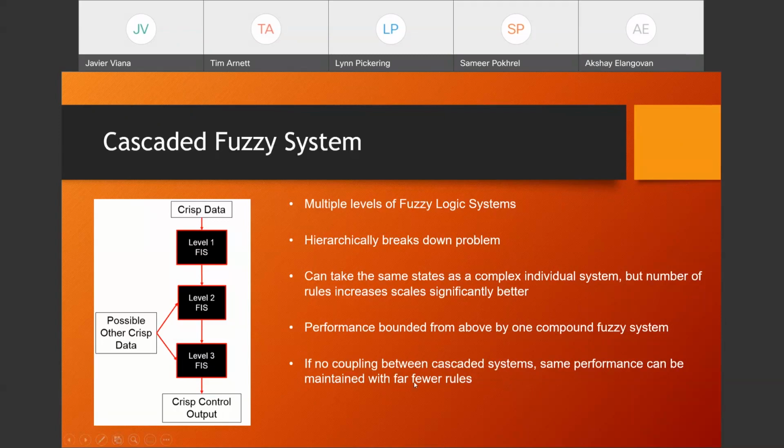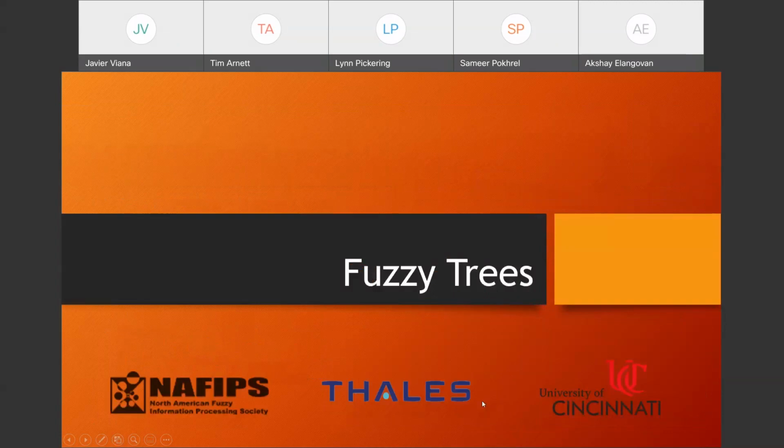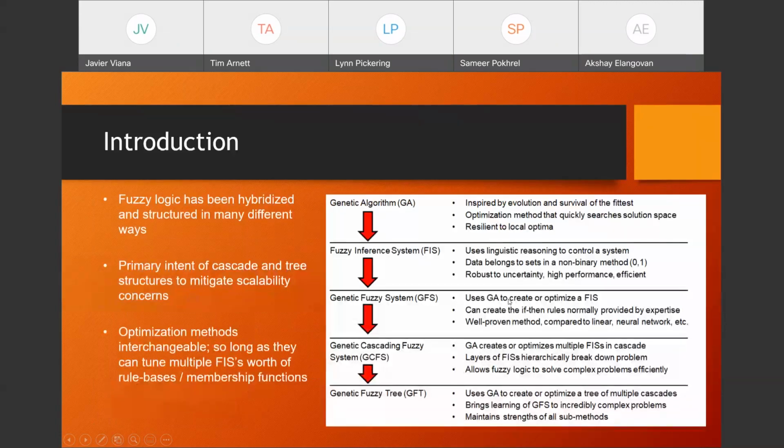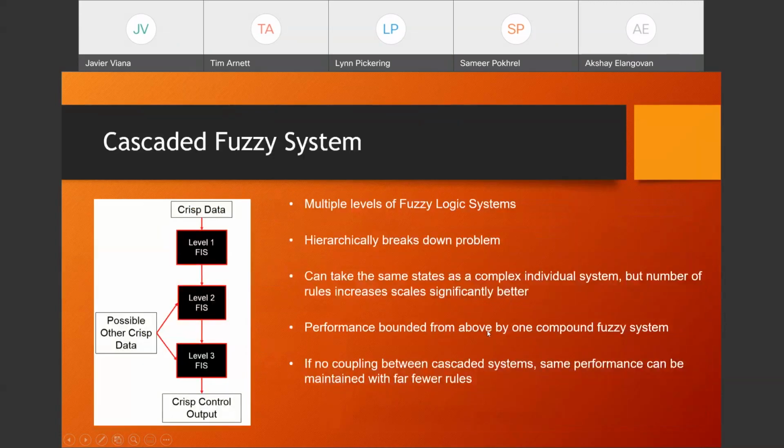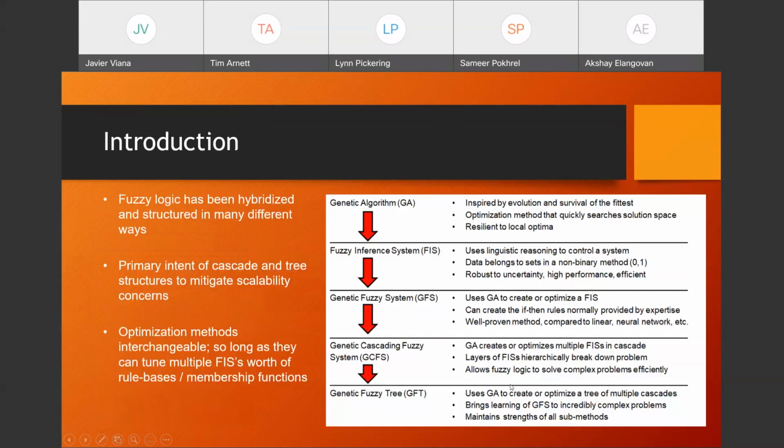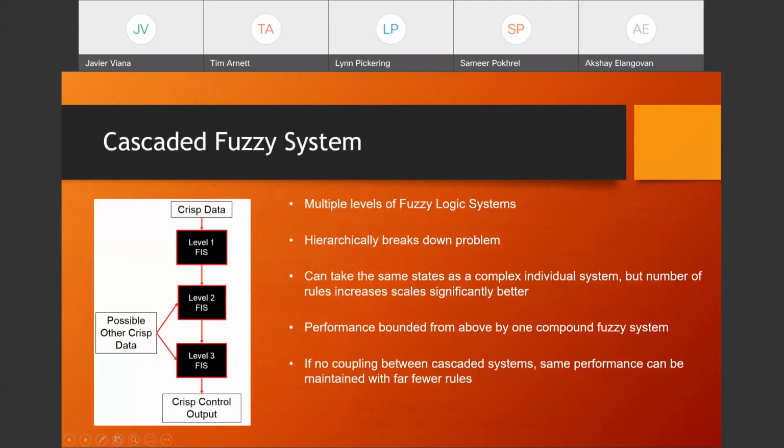If there is no coupling between those variables, the cascaded system can potentially have the same performance with far fewer rules. I'm having all sorts of mouse issues. I apologize. The same performance can be maintained with far fewer rules, which is a big benefit. The complexity is lower. The optimization time is much, much faster.